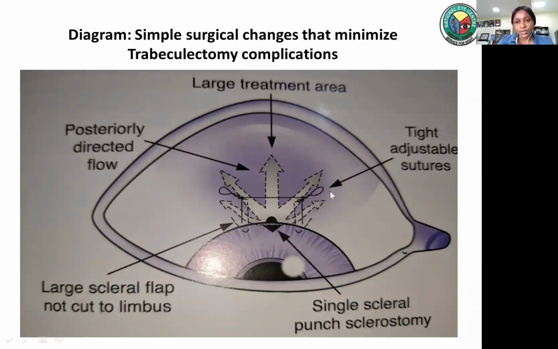Also, other things that I've said, there should be a not too firm or tight releasable suture. Why the suture should not be too loose is so that you don't have overfiltration, and then the other things that I mentioned.